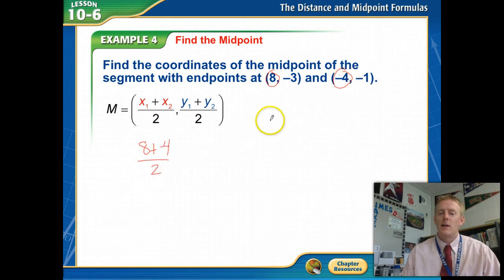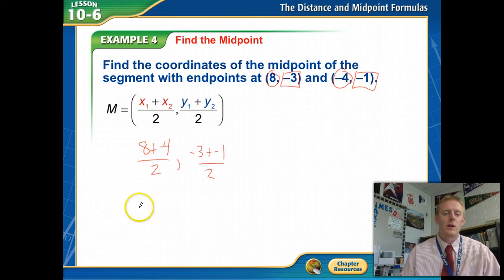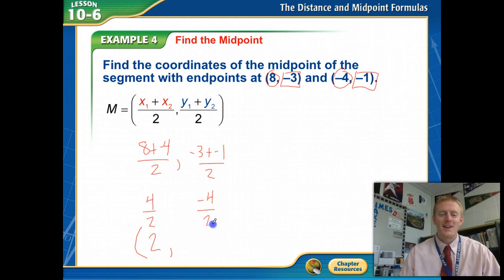And then we have my y's. To make my y value, I'm going to have a negative 3 plus a negative 1 divided by 2. 8 plus negative 4 is a 4. 4 divided by 2 is a 2. So my x coordinate is 2. A negative 3 plus a negative 1 is a negative 4. And a negative 4 divided by 2 makes a negative 2.